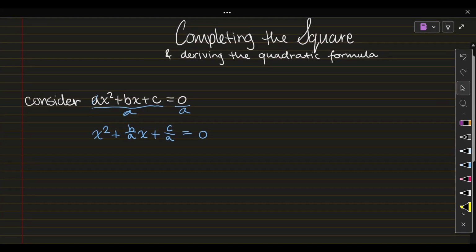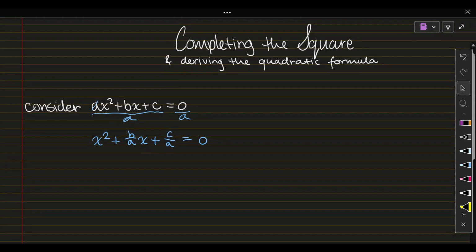So next, I'm going to add this kind of weird term here. I'm going to add and subtract it to maintain the equality. So I'll have x squared plus b over a x plus b over 2a squared, and then plus c over a. And then I'm going to subtract b over 2a squared, sorry. And this will still equal 0 because I added and subtracted. That's the same as adding and subtracting 1. Well, that just gives me 0, so I really did nothing.